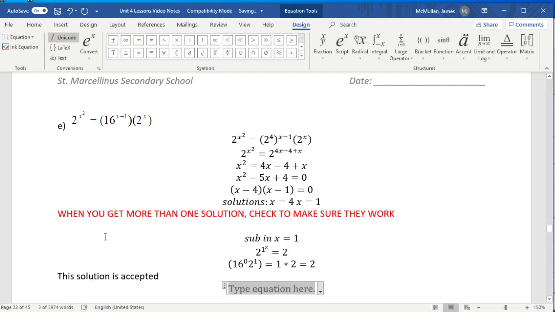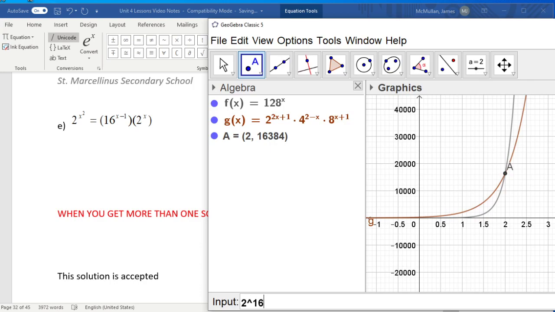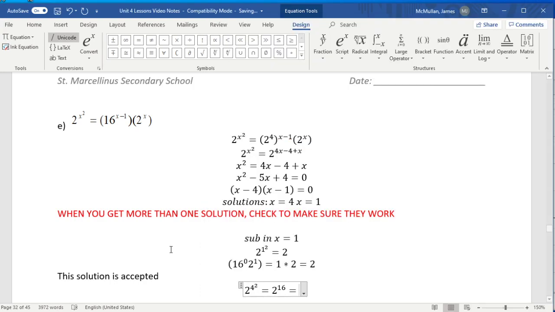Okay. The other one, we have to check x equals 4. So 2 to the power of 4 squared, which is 2 to the power of 16, which is a number I do not know off the top of my head. 2 to the power of 16. Oh, I should have known that.